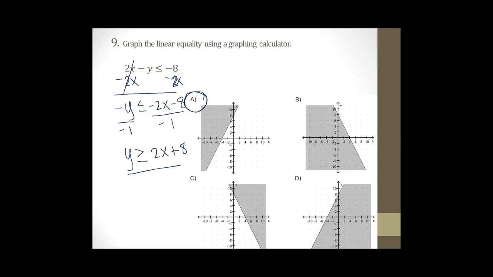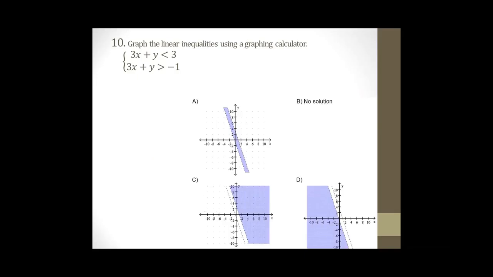Okie doke. All right, so now we're going to graph a system of linear inequalities. So again, we want to make sure they're both in slope-intercept form. So this first one, if we subtract 3x on both sides, that will give us y is less than negative 3x plus 3. So that's ready to go. And then we'll do this one. Again, we subtract 3x on both sides. So we'll have y is greater than negative 3x minus 1.